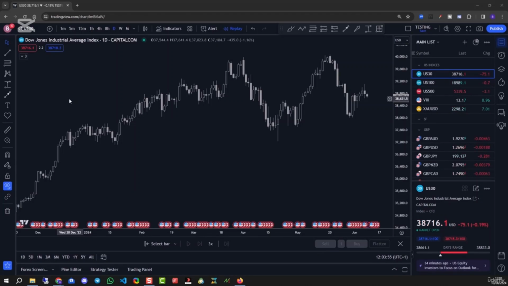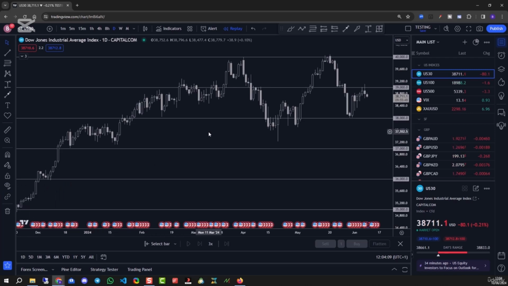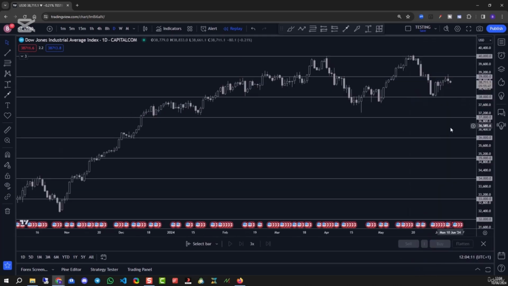Right then, in this first lesson, we're going to take a look at round numbers. So what are round numbers? Well, it's probably easier to show you. Here we are on the Dow Jones, and I'm just going to put my drawings on the chart, and you'll see some lines have now appeared. Let's just get rid of this for a second.